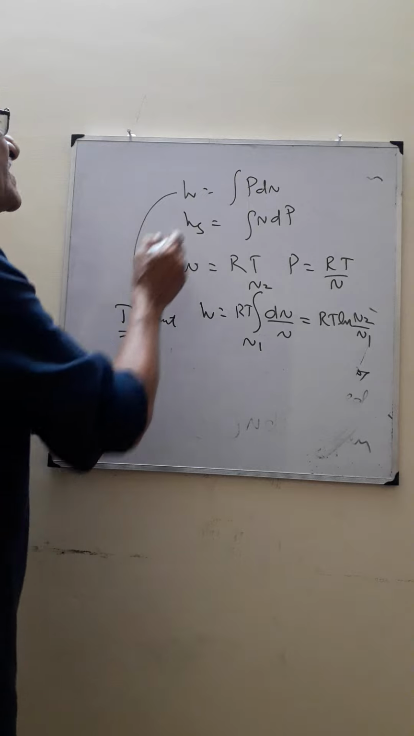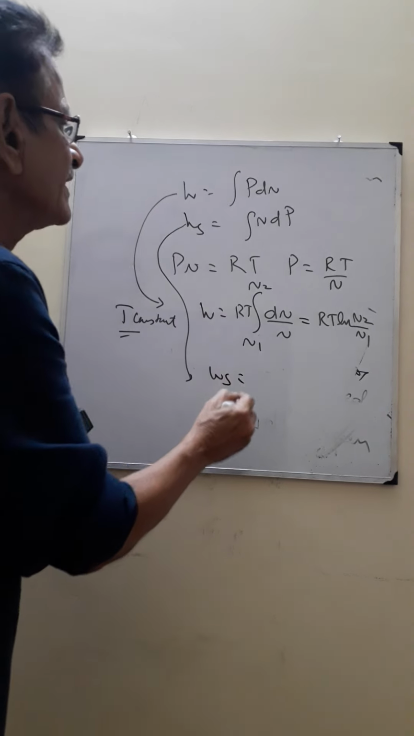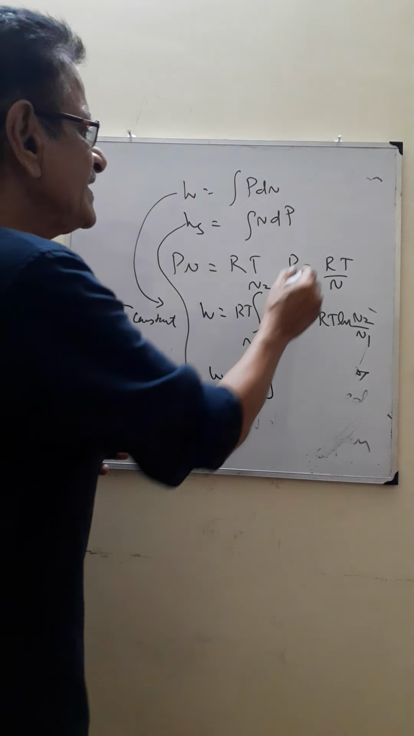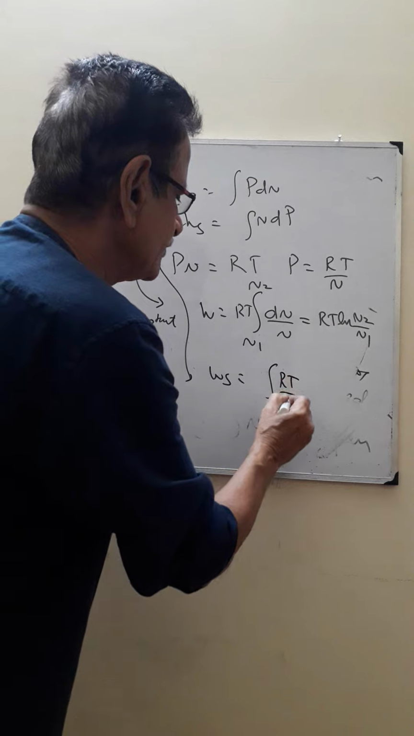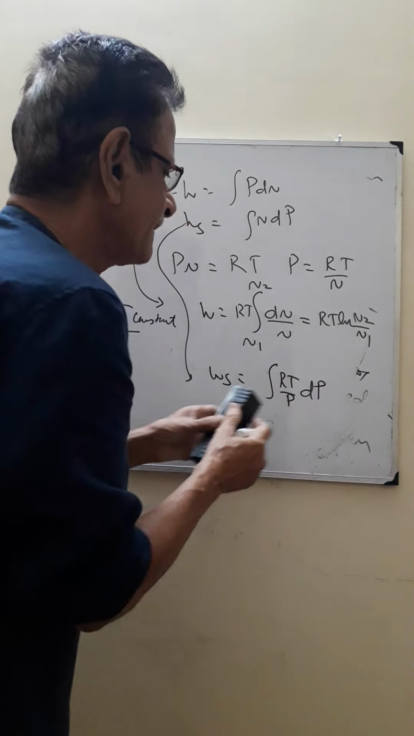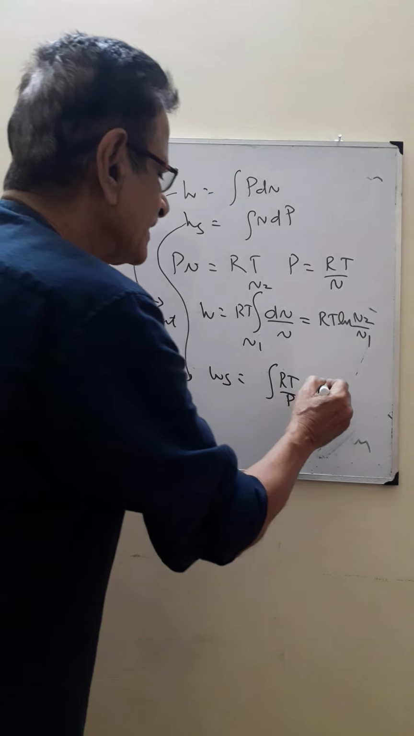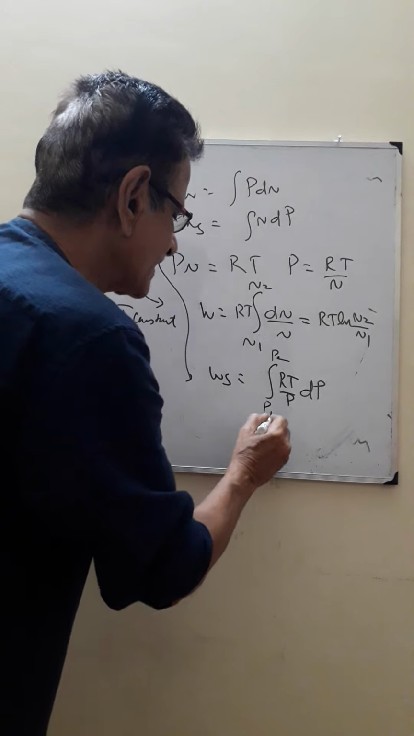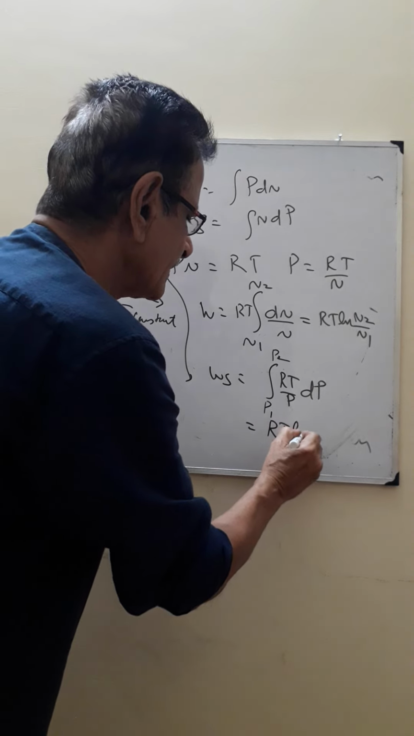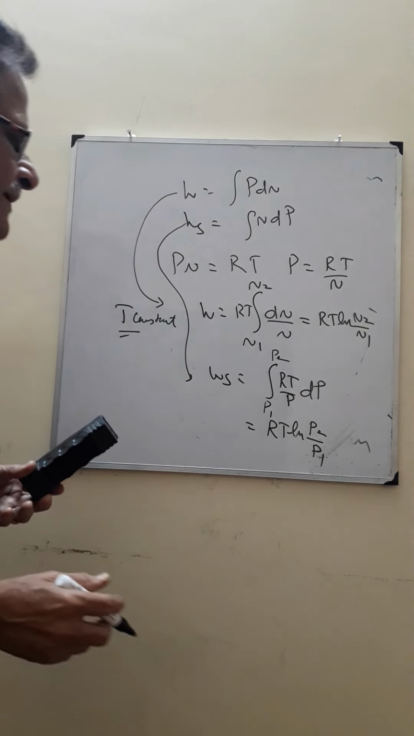But let's take the second equation. Ws is equal to integral V dP. What is V? RT by P. RT by P into dP. Here again, if you assume temperature is constant, you will get RT, where limits are P1 to P2, and you will get it as RT log P2 by P1.